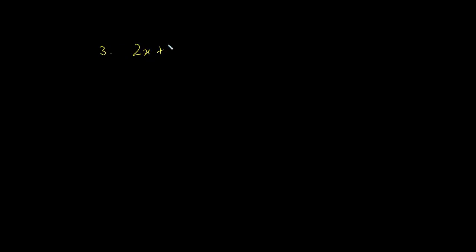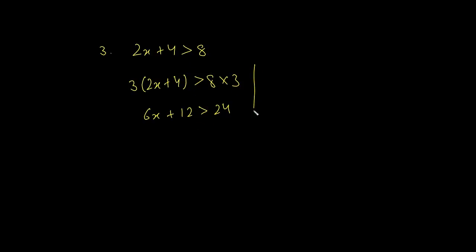The third rule says if we have an equation like 2x plus 4 is more than 8, then we can multiply both the sides with a constant positive value. So let's say in this case, if I multiply both the sides with a 3, now my equation changes to 6x plus 12 is more than 24. So the inequality sign still remains the same. And we can even divide everything by the same number. For example, if I divide both the sides by a 2, now my equation changes to x plus 2 is more than 4, but the inequality sign still remains constant.